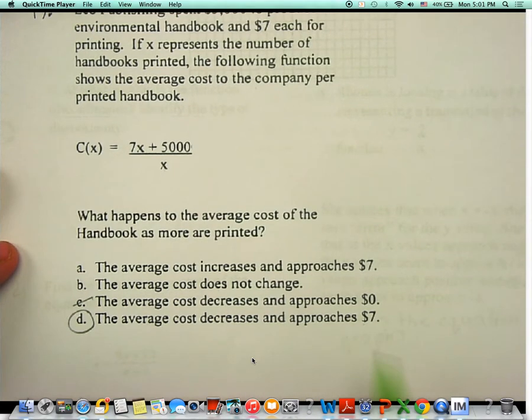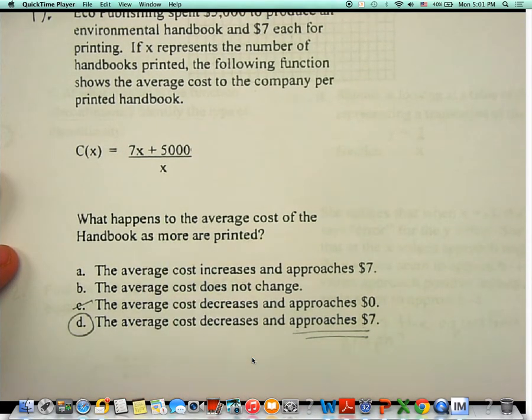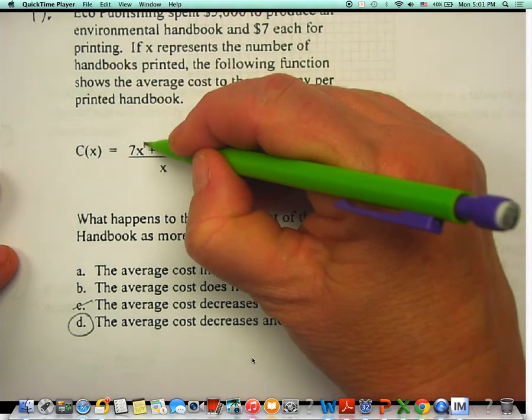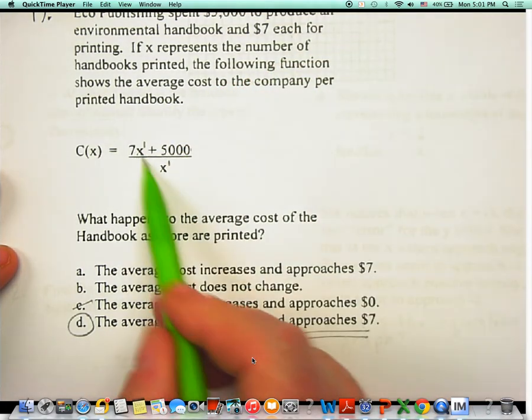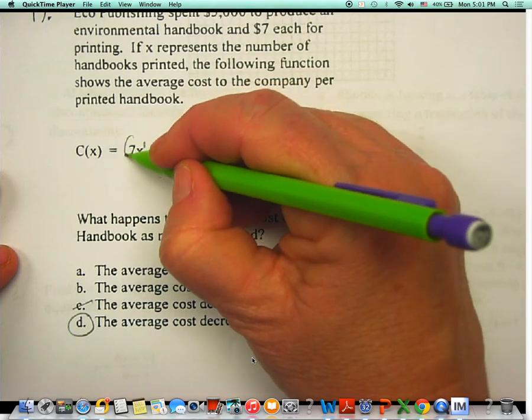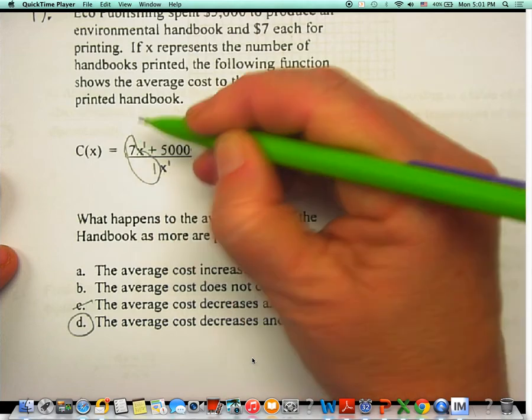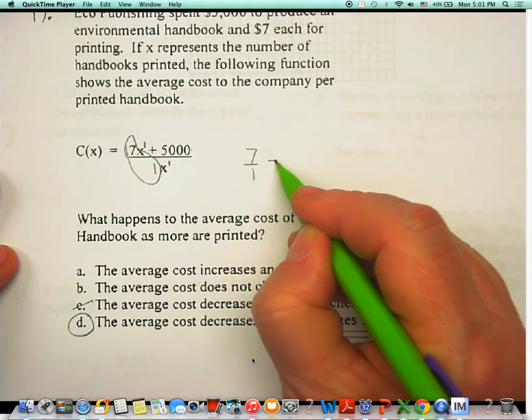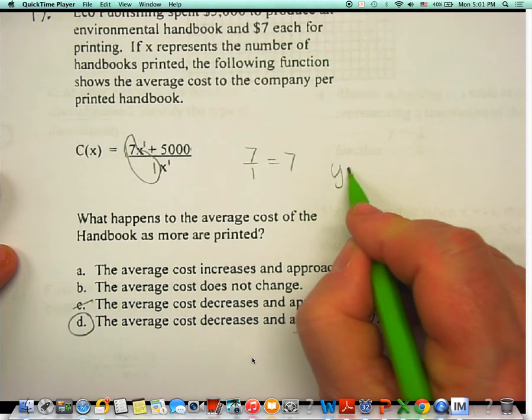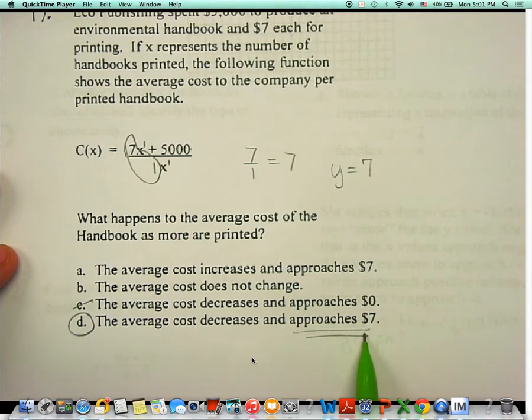And another thing to look at to see if it's approaching 7 is the horizontal asymptote. Okay, because these have the same exponent, they're both x's, we look at their coefficients. Coefficient in front of this one is a 1. So we do 7 divided by 1, which is 7. So y approaches 7. So that's why we get 7.